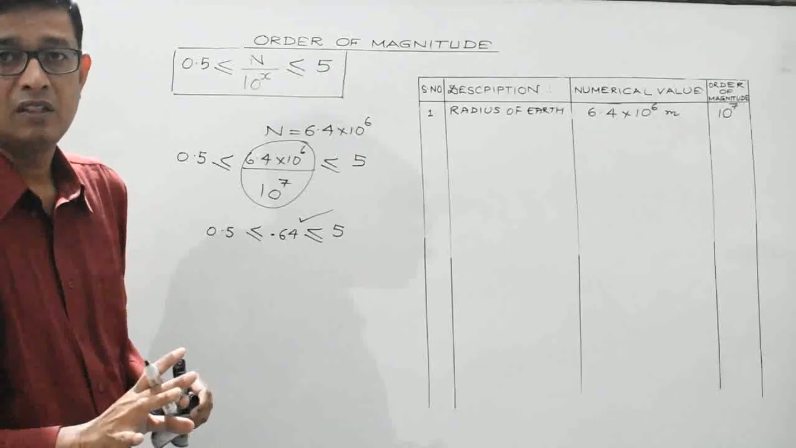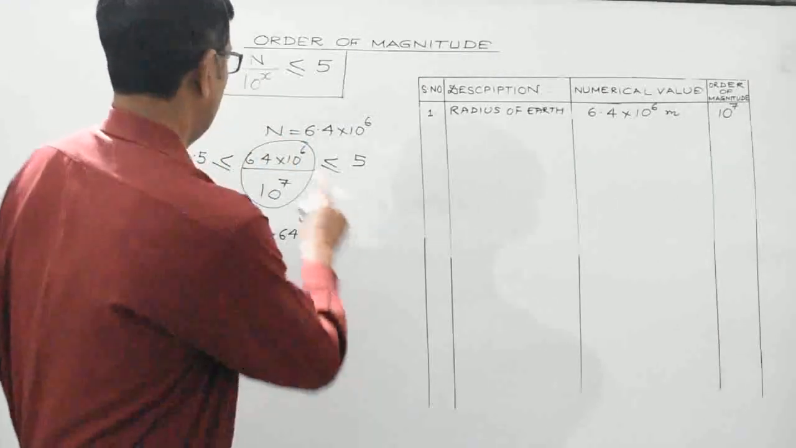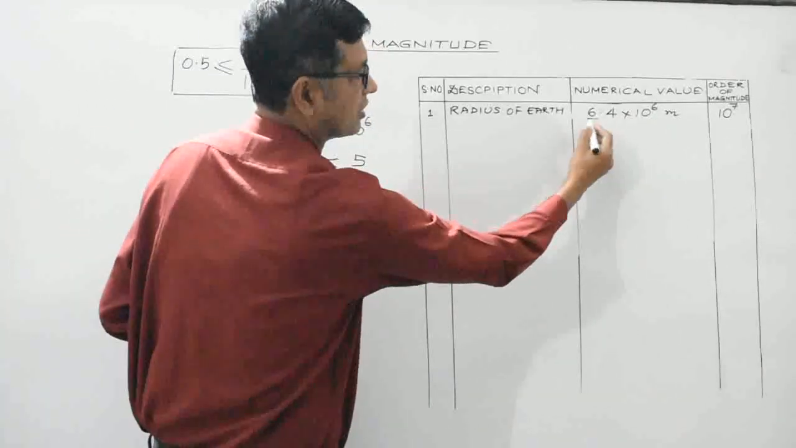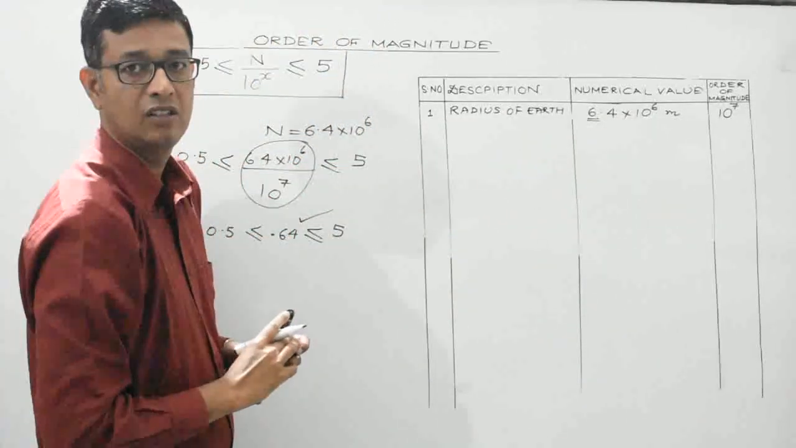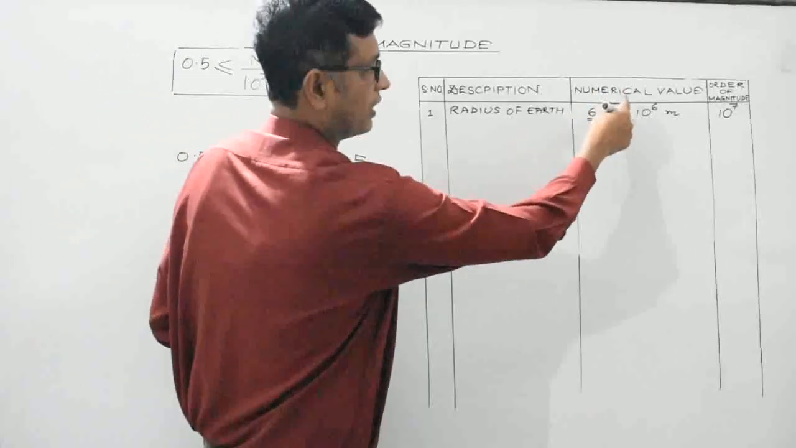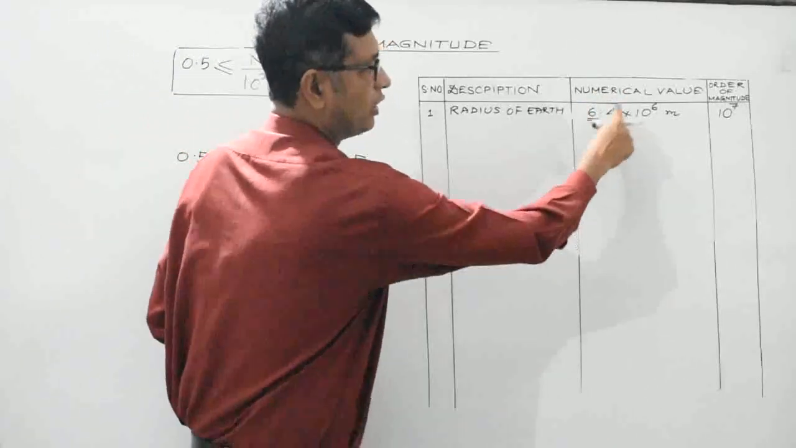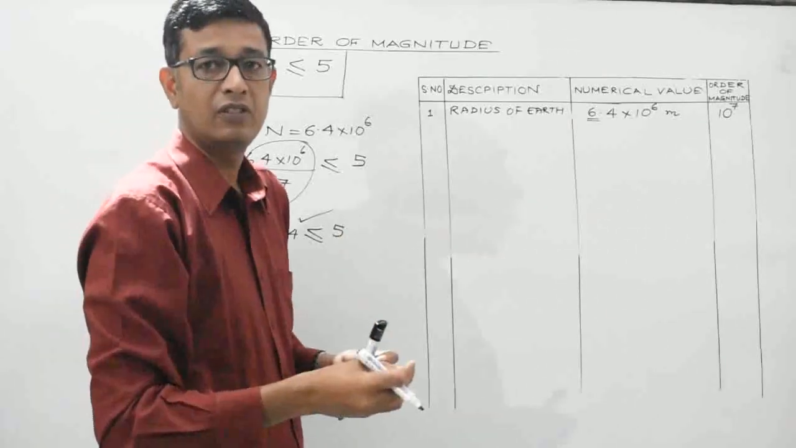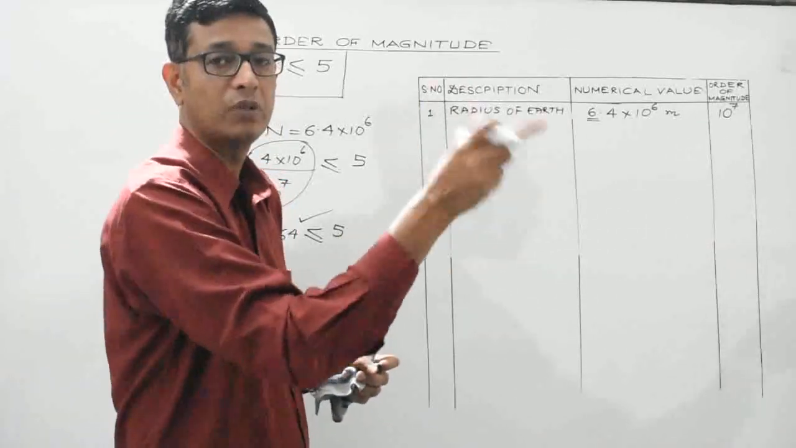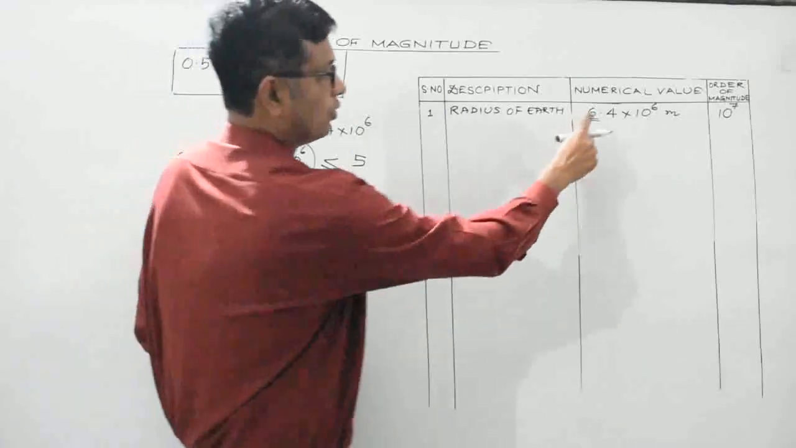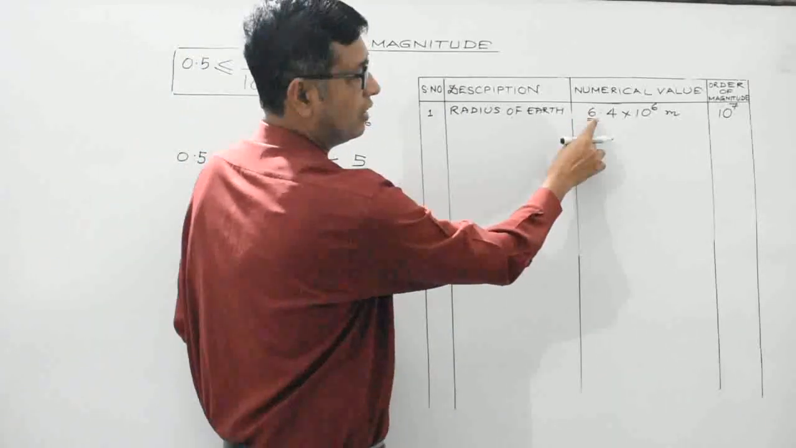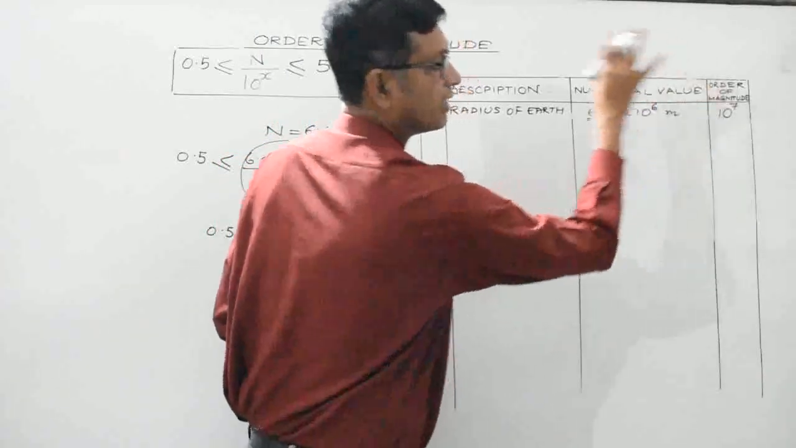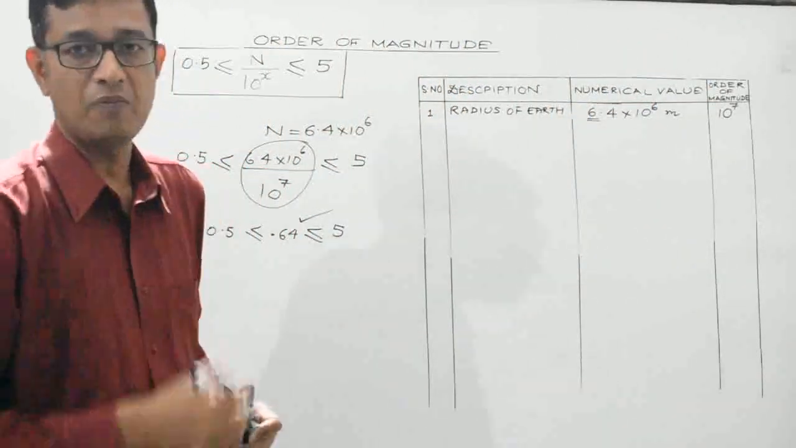Understood now? And by the other method, it has been written already in the standard form. The first digit is greater than 5. If the first digit is greater than 5, then the entire numerical value can be written as 10. If it is less than 5, then the entire numerical value is to be written as 1. So, in this case, 6 is greater than 5, so the entire numerical value will get changed to 10. 10 into 10 raised to 6 will give us 10 raised to 7. So, that's the order of magnitude.